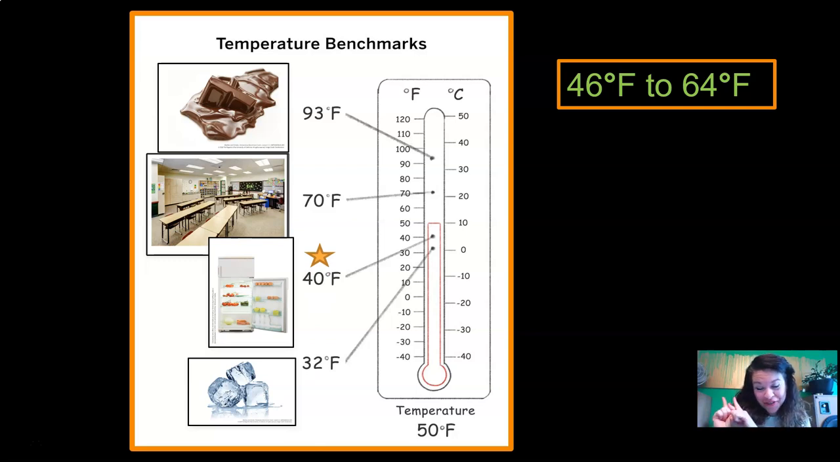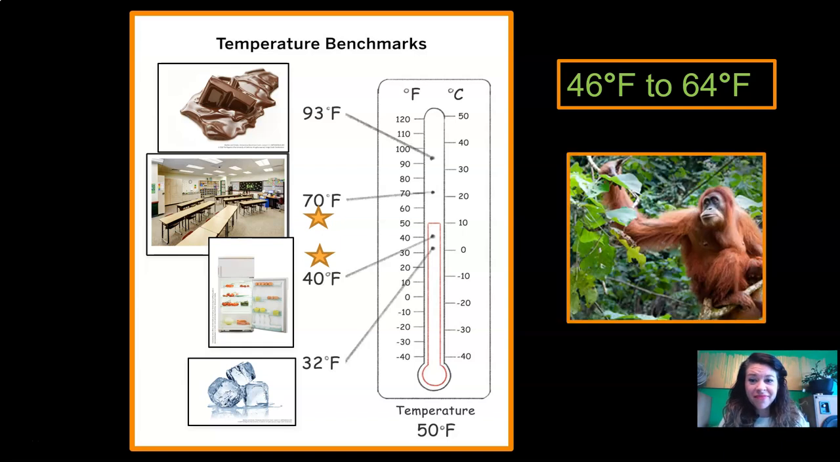Is that where you put your star in your mind? Great. Now, where do you think 64 degrees would be? Point to the screen and show me 64 degrees. Yeah, it's right below 70. Boop, there it is. So we know our range of temperatures for January fall in between refrigerator temperature and classroom temperature. Does that seem very warm? No, and we know orangutans need warm, hot, rainy climate in order to live.